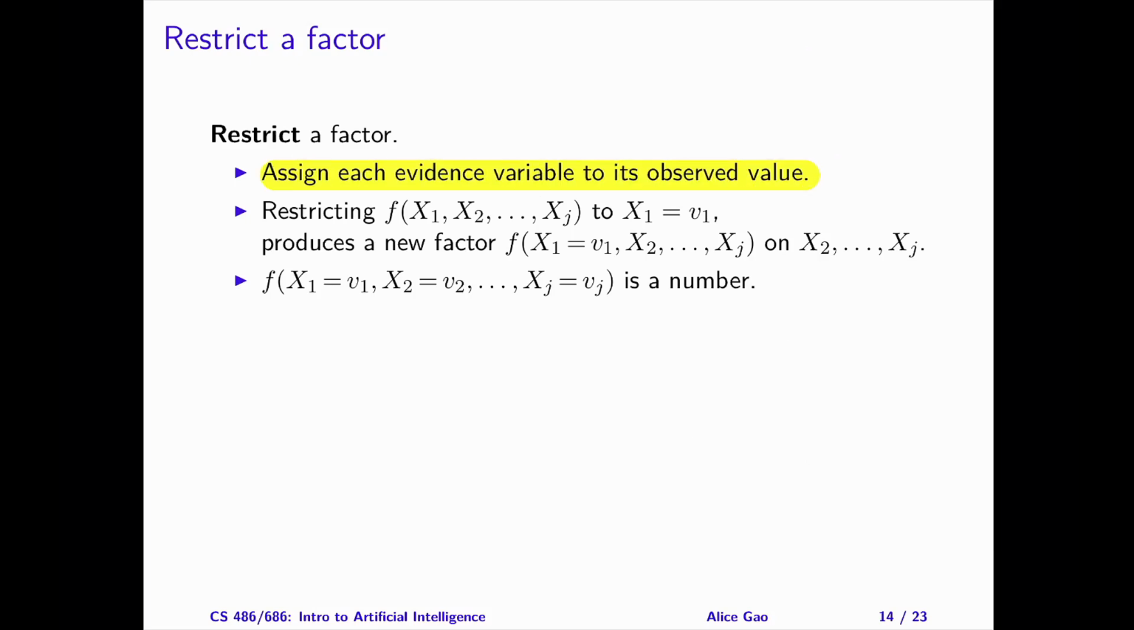Suppose that we have a factor f containing the variables from x1 to xj. We want to restrict the factor to the case when x1 is v1. This operation produces a new factor, which only contains the variables x2 to xj. Since x1 took a value, it is no longer in the new factor.